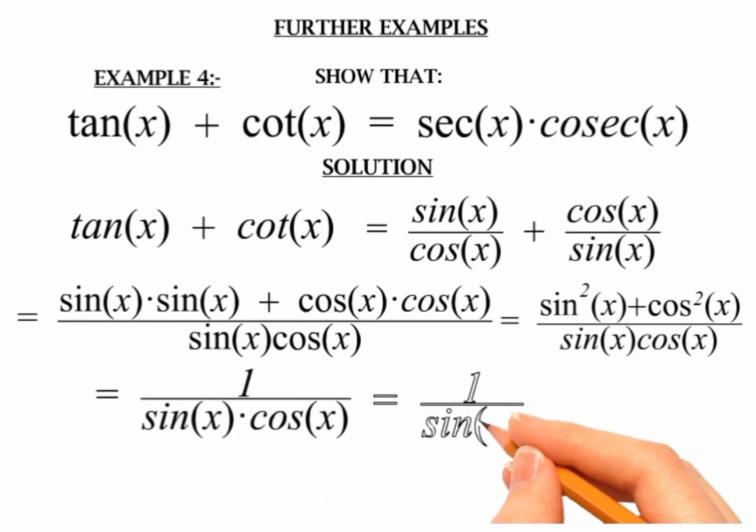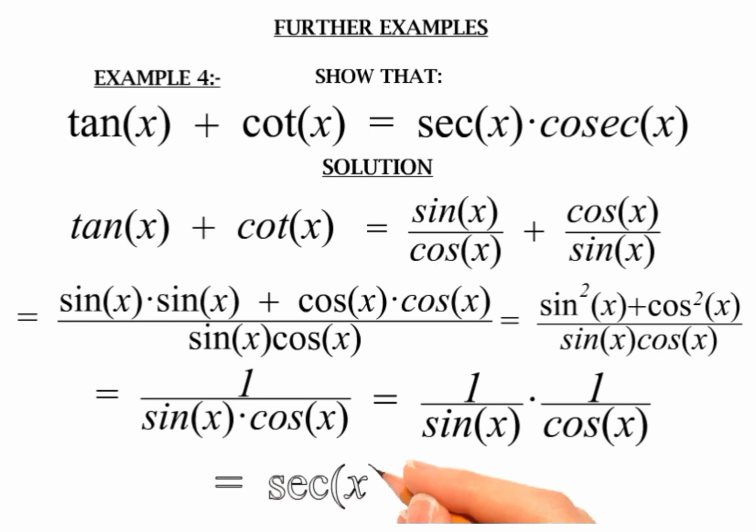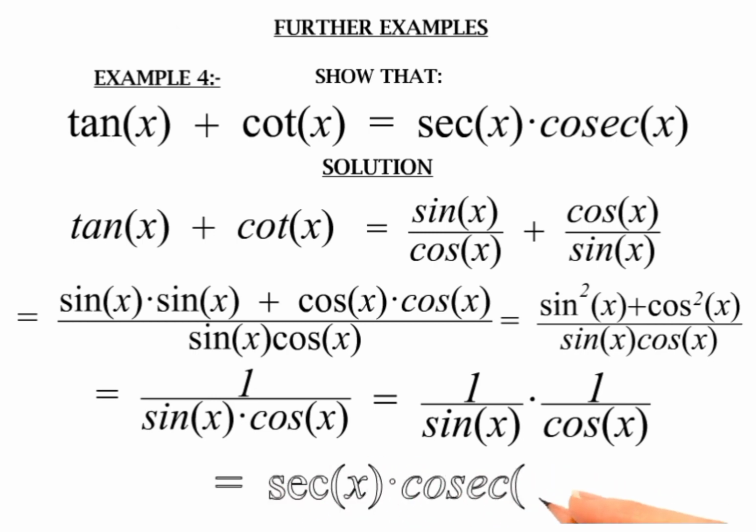So we have 1 over sin x multiplied by 1 over cos x. This gives sec x multiplied by cosec x, which is equal to the right-hand side. This completes the proof.